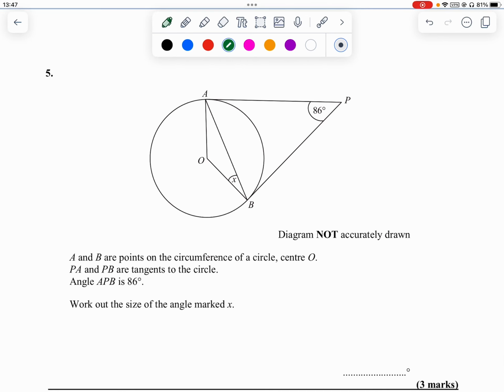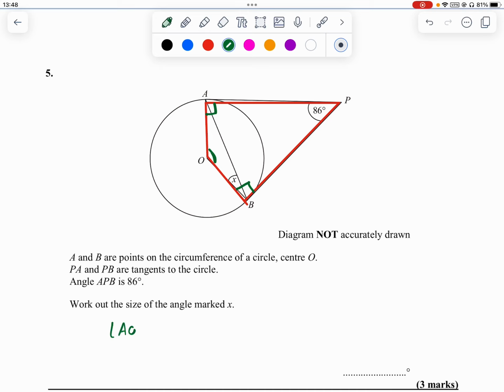Question number 5. A and B are points on the circumference of a circle with center O. PA and PB are the tangents to the circle. Angle APB is 86. Work out the angle measured by x. So we will be considering this quadrilateral over here. PAOB is a quadrilateral. This angle between radius and tangent is 90. Radius and tangent is going to be 90 degrees. So I am going to calculate angle AOB.